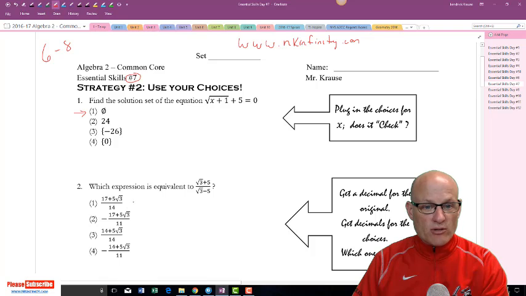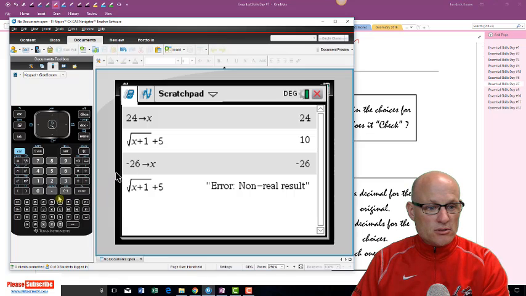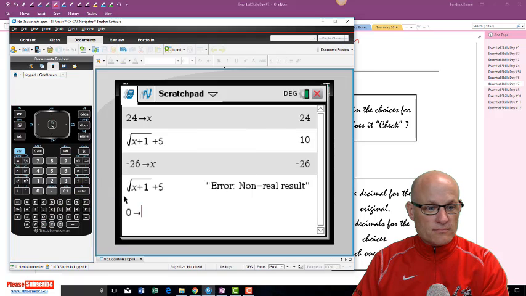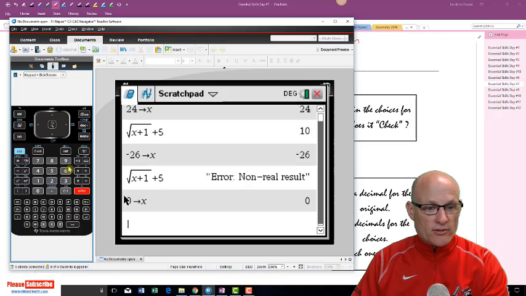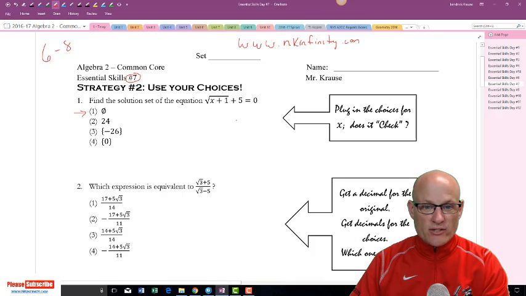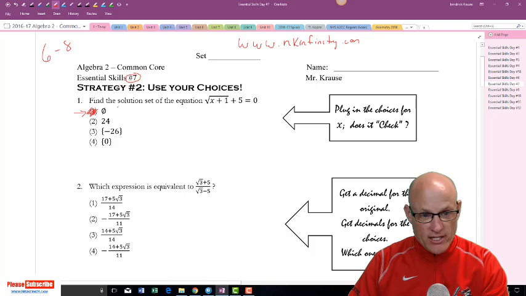And let's try 0. 0, Control var X, enter, X, enter, hit the up arrow, and I get 6. So it doesn't equal 0. The answer is there is no solution. That is the empty set. You'll sometimes see it written like this, empty set. Okay, there are no solutions.